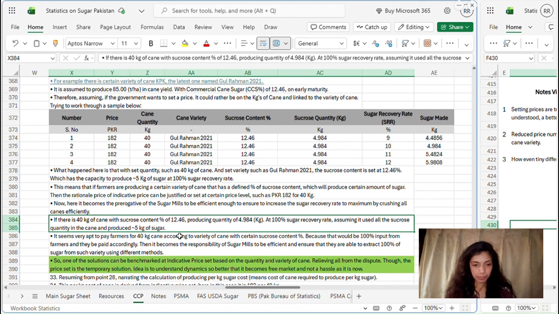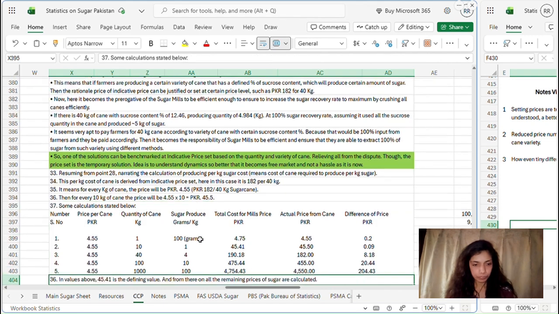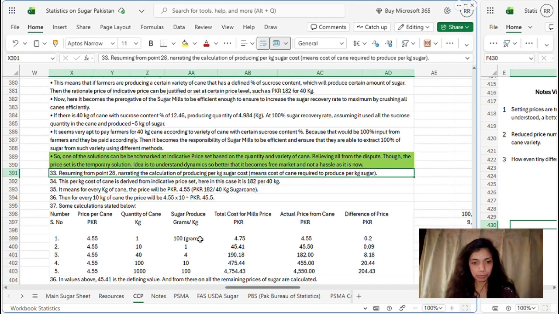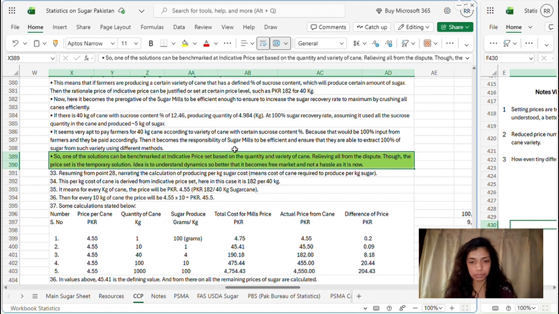And here is another point. It says if there is 40 kg of cane with a sucrose content percentage producing a quantity of this much at 100% sugar recovery rate, assuming it used all the sucrose quantity in the cane, it produced approximately 5 kgs of sugar. So that also explains the same thing. And then it seems very apt to pay farmers for 40 kg of cane according to the variety of cane with a certain sucrose content percentage, because that would be 100% input from farmers and they would be paid accordingly.